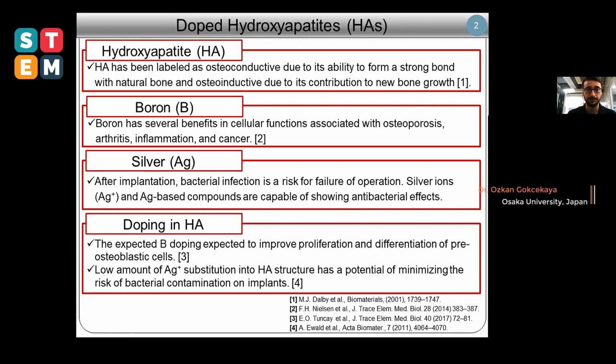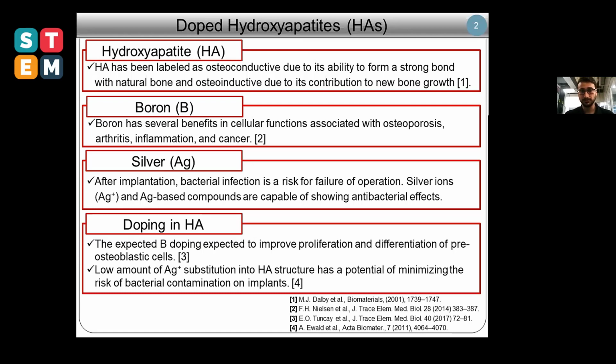First, I would like to mention the background of the material. We focus on hydroxyapatite as an osteoconductive and osteoinductive material, which can form a strong bond with natural bone and also help bone to grow as a synthetic bone material. Another element that we use is boron. It is also beneficial in cellular function, with osteoporosis and periosteoblast activation. And silver is known as an antibacterial element, which we focus on for its antibacterial property in this study.